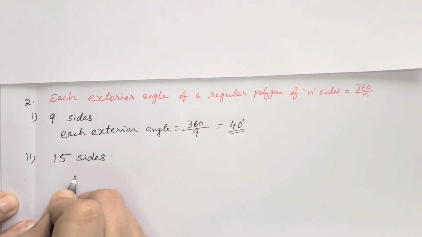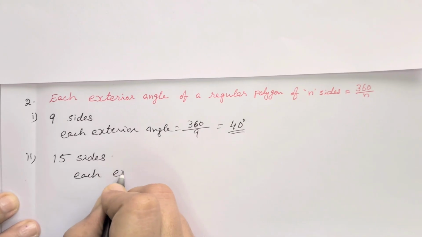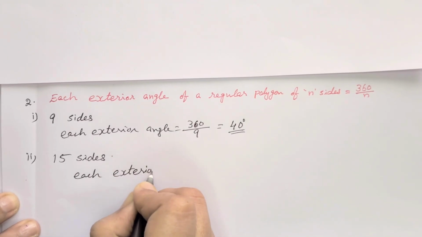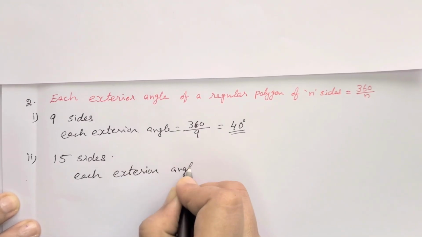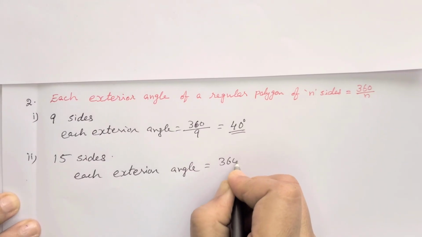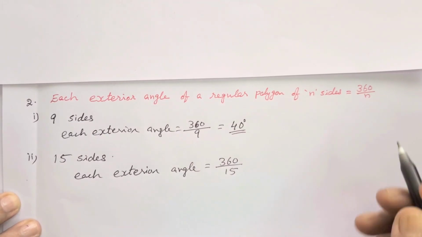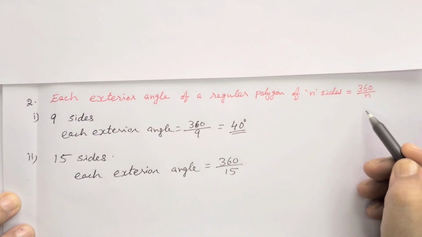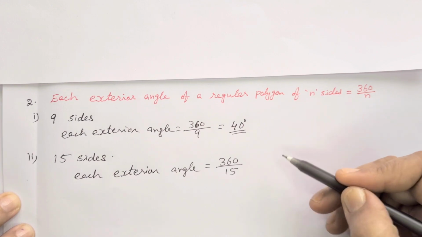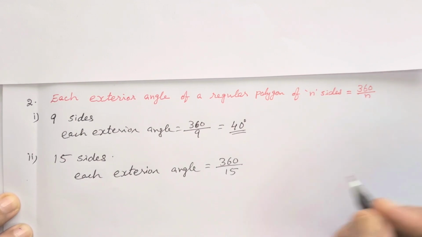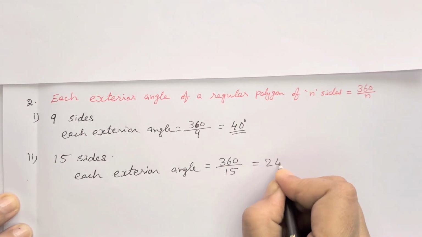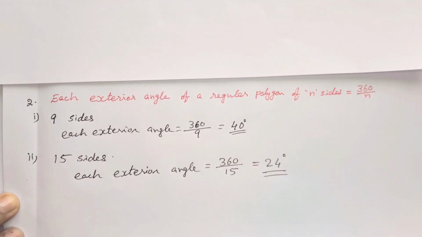There also each exterior angle is equal to 360 divided by 15. 360 divided by the number of sides. Here 15 sides, so 360 divided by 15 is equal to 24. So 24 degrees.